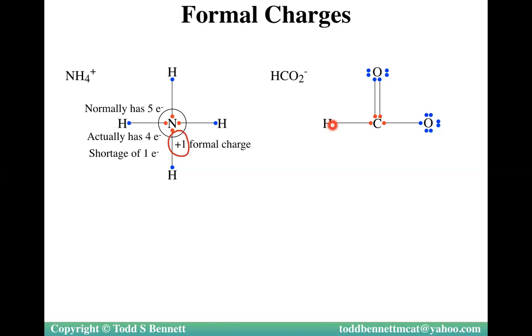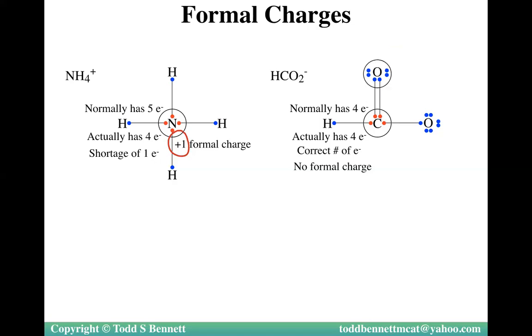Hydrogen normally has 1 electron, check. Carbon has 1, 2, 3, 4, check. Oxygen has 1, 2, 3, 4, 5, 6. Ooh, that I have a feeling is going to be my issue. So let's see how it shows up. Carbon normally has 4, actually has 4. 4 minus 4 is 0, so no formal charge. This oxygen normally has 6, actually has 6, same number, no formal charge.